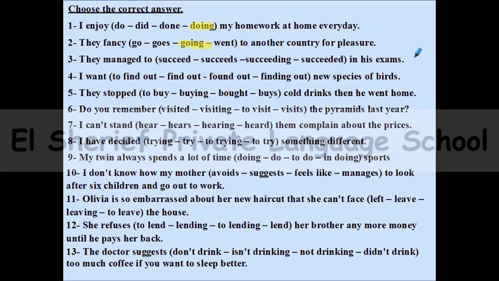Number 3, they managed to, and managed is one of the verbs that is followed by to plus infinitive. Great, succeed. Number 4, I want blank new species of birds. So here want is one of the verbs which are followed by to plus infinitive. So the right answer is to find out.